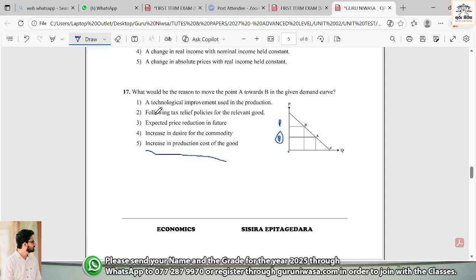It means supply rises. Supply curve shifts to the right side. Increase in desire for the commodity.